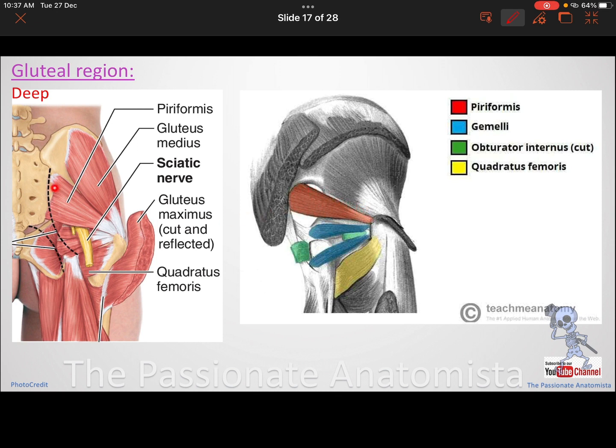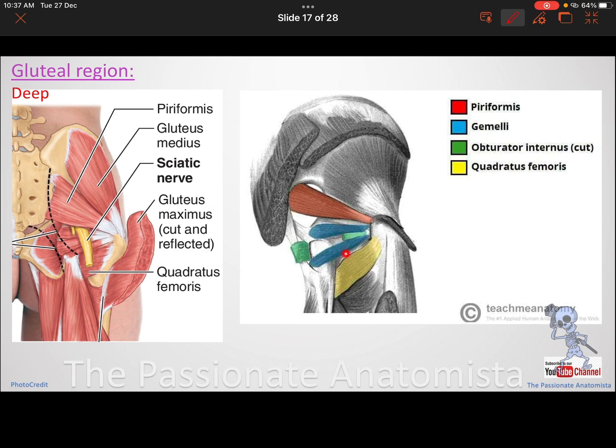The piriformis, guys, comes out from the sacrum. From the ventral surface of the sacrum, it has a very famous appearance. It goes all the way to the greater trochanter of the femur because it's going to do external rotation. Now, what are the other muscles that do external rotation?